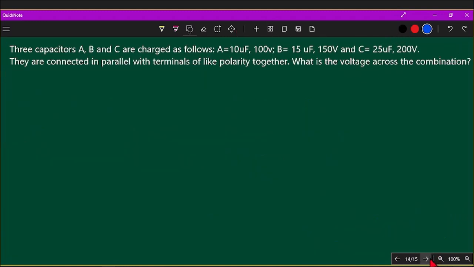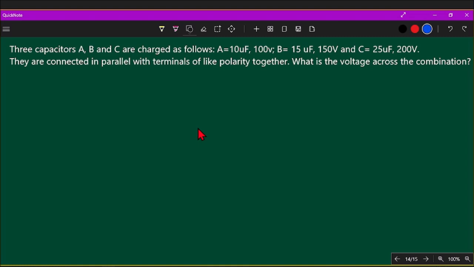Next question. Three capacitors, A, B, and C, are charged as follows: A, 10 microfarad at 100 volts; B, 15 microfarad at 150 volts; and C, 25 microfarad at 200 volts. They are connected in parallel with terminals of like polarity together. So the voltage across the combination is blank. So we need to find the voltage across the combination.